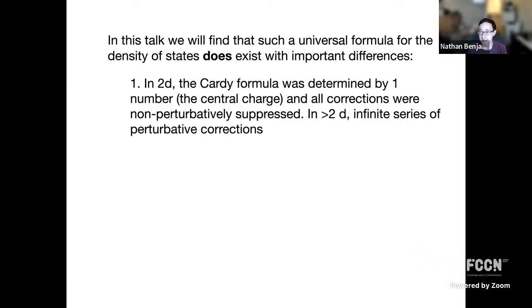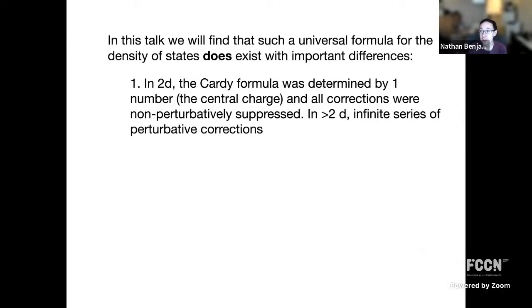So here are a couple of differences between the higher D formulas that we will have versus the 2D formulas. First and most importantly, in 2D, this Cardy formula was just determined by a single number, right? If I give you the single number c, the central charge, that's a single real number, that's some fact of the conformal field theory, then I get the entire entropy up to all orders in perturbation theory in 1 over delta. So one number determines the answer to all orders in perturbation theory. In higher than 2D, that's not going to be the case. There's going to be an infinite series of perturbative corrections.